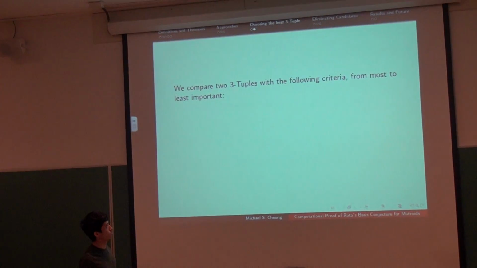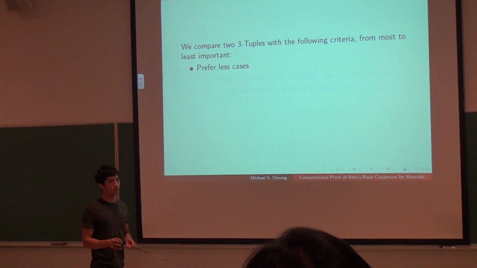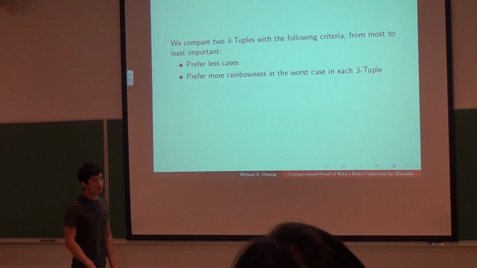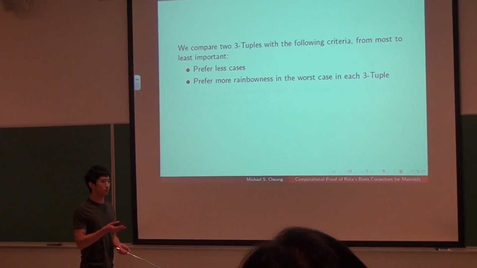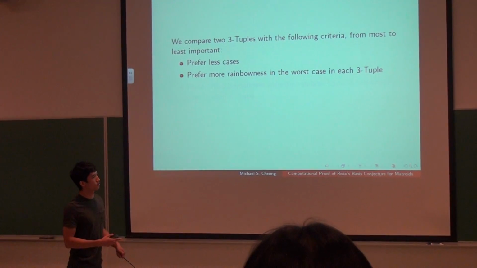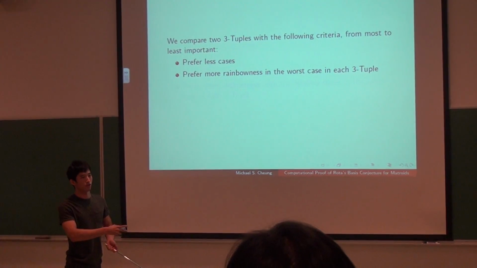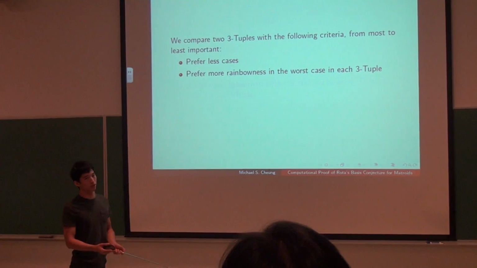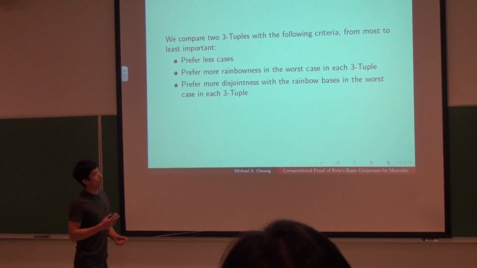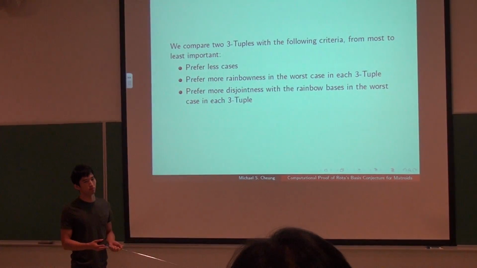And so in order to minimize the number of cases you have to consider, I compare the 3-tuples using the following criteria. First of all, you want fewer cases, so the ones where you can eliminate as many candidates as possible. If that's the same, then you prefer bases that are closer to being rainbow. A rainbow basis is a basis that has members from every single one of the n starting bases. So if you have at least one member from n minus 1 of the starting bases, you're almost rainbow. You want one that's as close to rainbow as possible, or completely rainbow. And if that's still the same, you want the 3-tuples that give you bases that are most disjoint with the current set of rainbow bases that you know to exist.